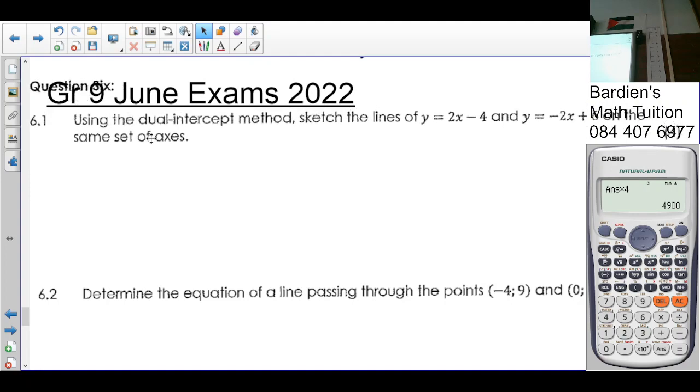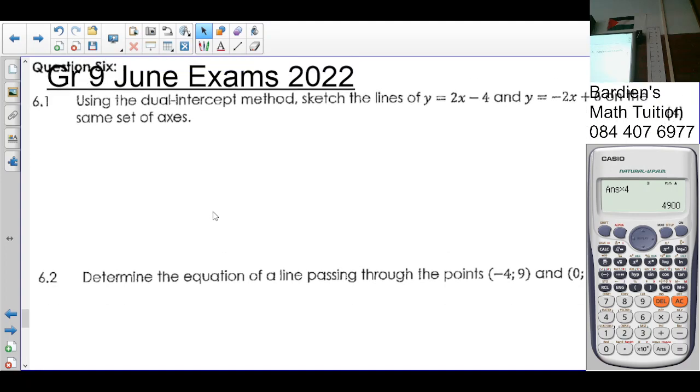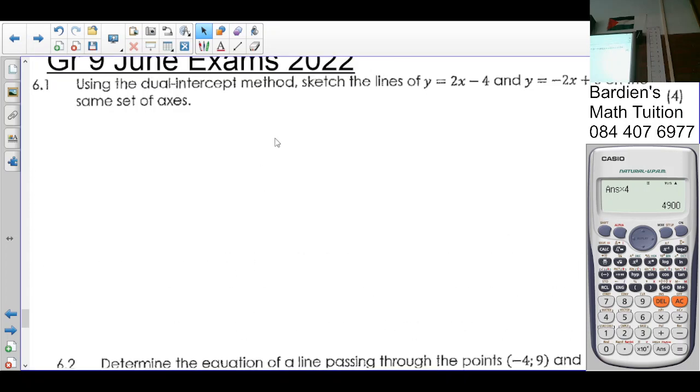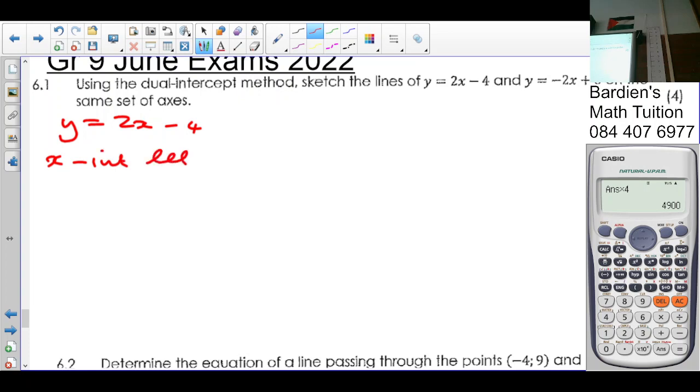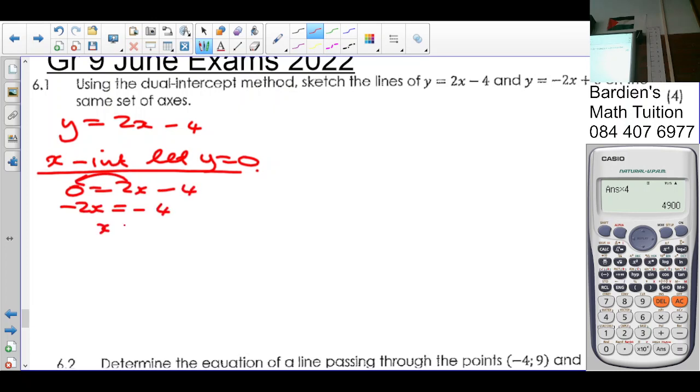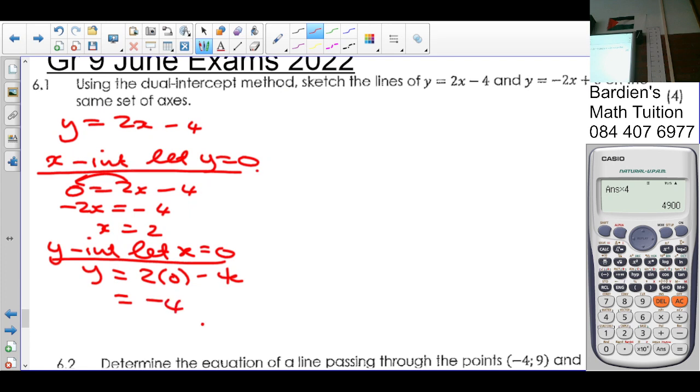Question 6 says, use the dual intercept method to sketch the lines of y is equal to 2x minus 4 on the same axis. Looking at the graph y is equal to 2x minus 4, we first find the x-intercept. What do you do for the x-intercept? Let y equal 0. So we have 0 is equal to 2x minus 4. We solve for x: negative 2x is equal to negative 4, so x is equal to 2. For the y-intercept, what do you do? We let x equal 0. So y is equal to 2 times 0 minus 4, which is negative 4.